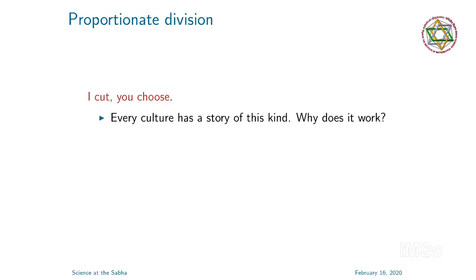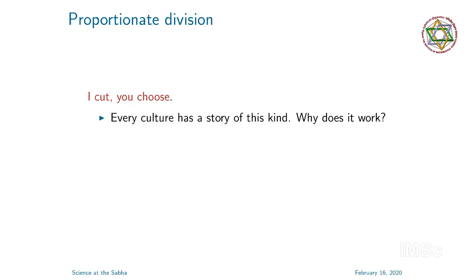Well, think about it. Every culture has some story of this kind. I cut, you choose. In Tamil, there is the story with two monkeys and one appam and so on. This is a folk thing. Every folk tale has something like this. Now, why is it that I cut and you choose works? If I cut it into unequal pieces, you have first choice, you'll walk away with the bigger piece. So it's in my interest to make sure that I cut it into exactly equal pieces, so that no matter what piece you pick, I have something decent left for me afterwards.